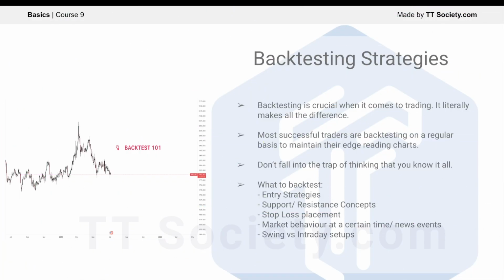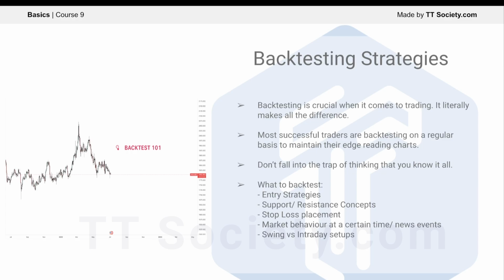Little backtesting 101. Backtesting is crucial when it comes to trading. It literally makes all the difference. Most successful traders are backtesting on a regular basis to maintain their edge reading charts. Don't fall into the trap of thinking you know it all. You never do.